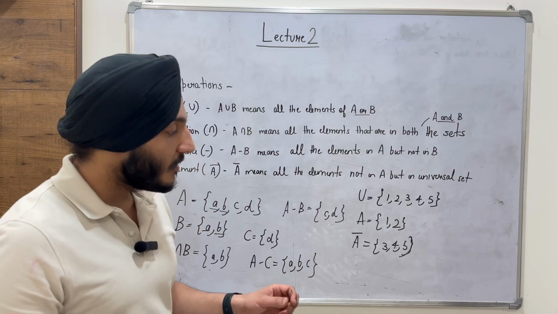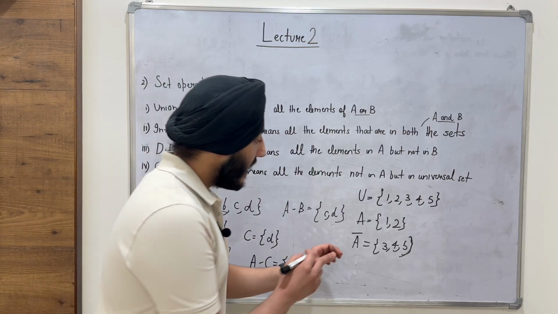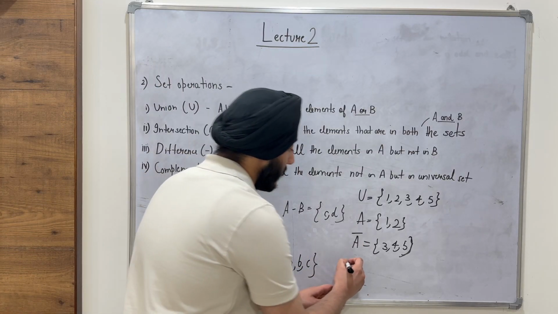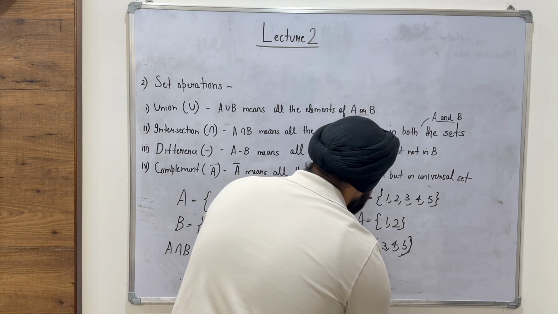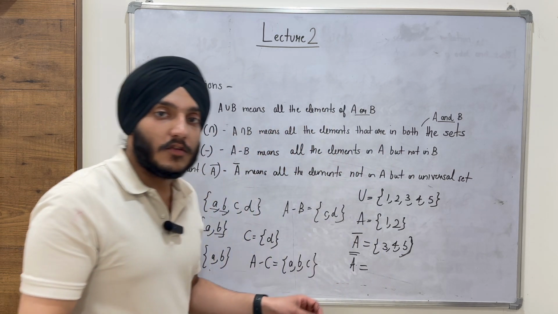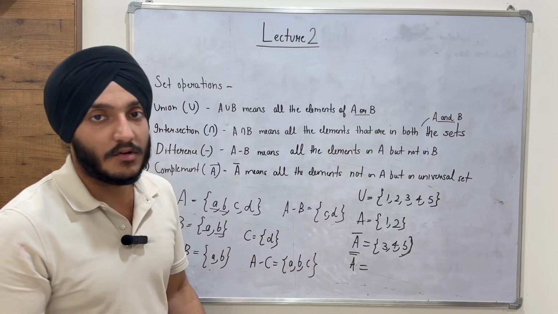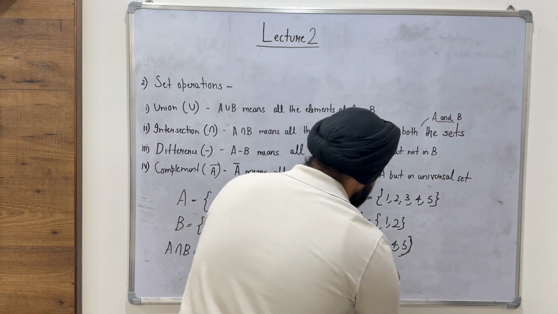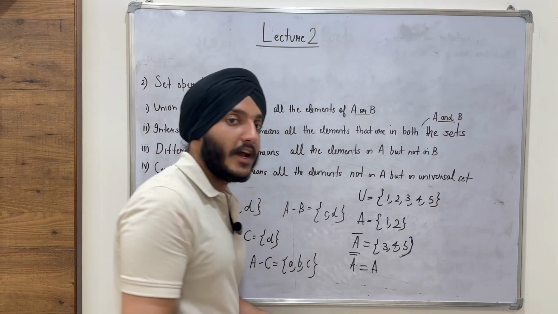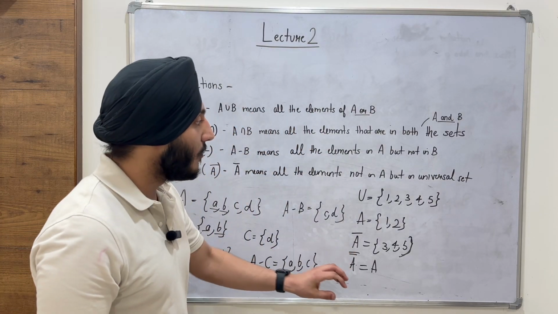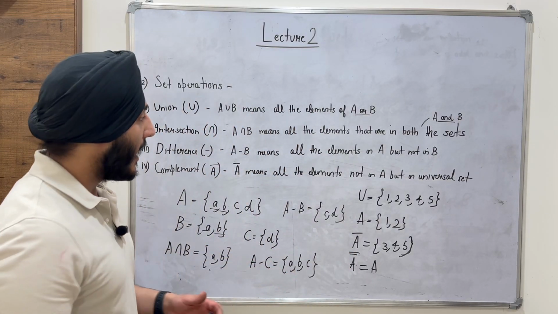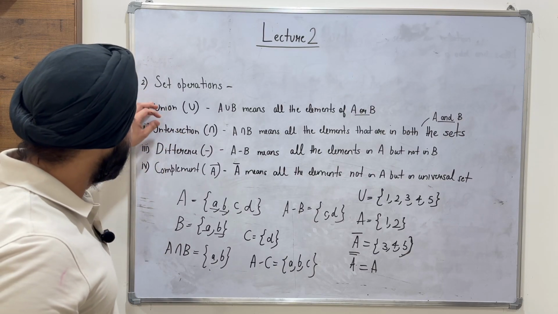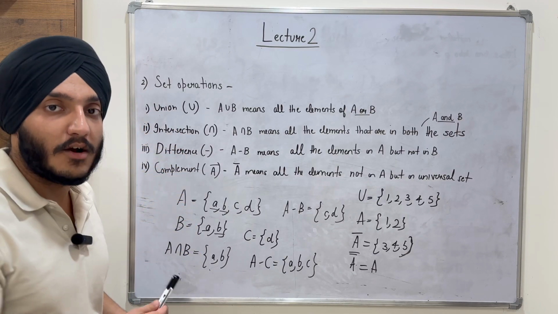Now, just another concept I want to cover is, if I complement this again, what do you think will happen? This will result in the same set once again, which is going to be A, right? So it's just a quick property which I'll cover in the next lecture as well, but it's just a quick thing to understand and remember as well, right? So I hope you have a good understanding of union, intersection, difference, and complement, right?